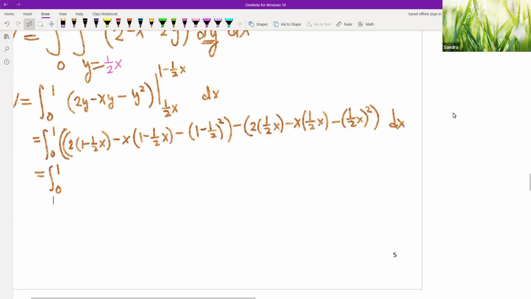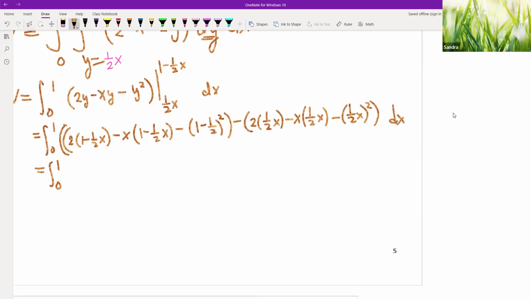Go ahead and work with the algebra. I'm going to skip a few steps because it's a lot of work, but you're going to have to do it on your own. So I'm just going to go straight to the final setup when we combine all the like terms. This is what I get: 1 minus 2x plus x squared, dx. And now when we integrate with respect to x, this will be x minus x squared plus 1/3 x to the third, from 0 to 1.